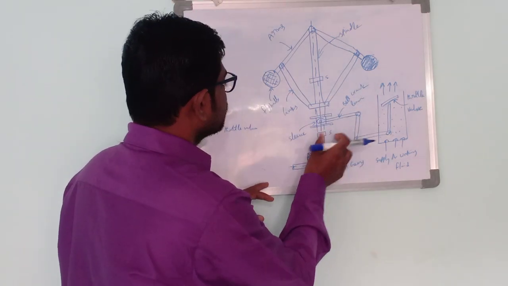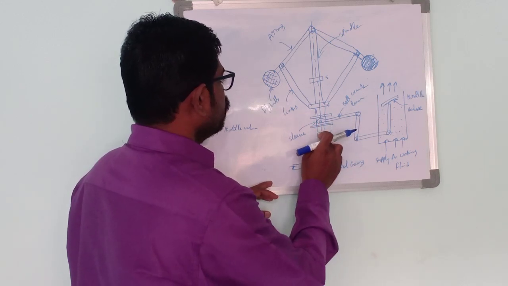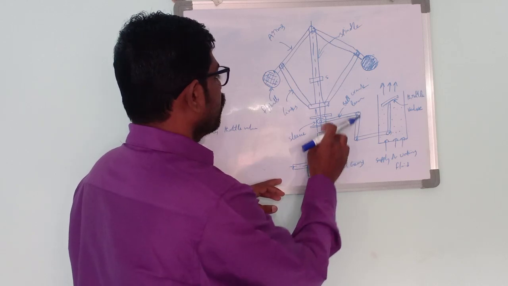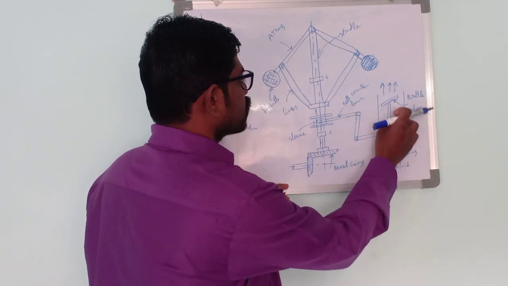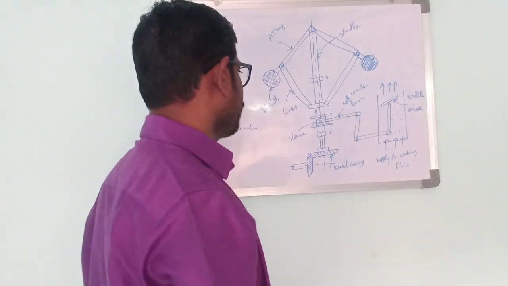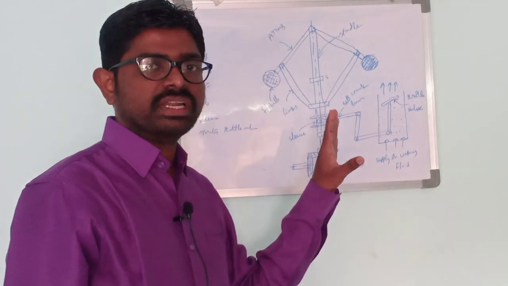And here we can see this is a sleeve, and here two stops are provided, and this is a bevel gear, bell crank lever, throttle valve. Here this is the control of supply of the working fluid. These are the main parts of a centrifugal governor.